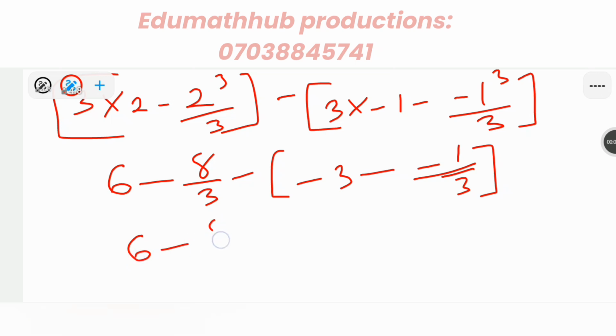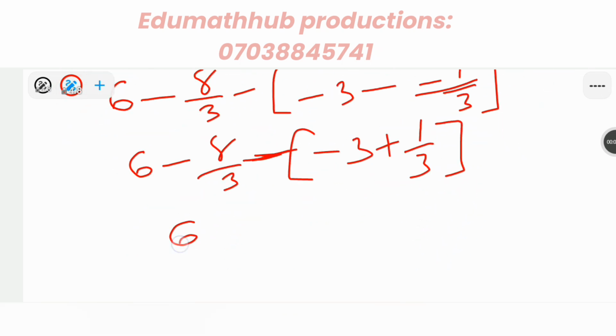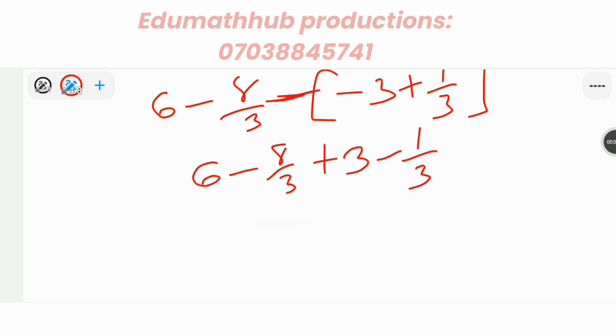So 6 minus 8 over 3, minus 3, minus times minus is plus 1 over 3. So simplified further, you have 6 minus 8 over 3, minus times minus is plus, minus times plus is minus. So 6 plus 3 is 9. Then you have minus 8 over 3 minus 1 over 3. You can see the bottom is the same, 3, 3. So just add the top. That will give you minus 9 over 3.